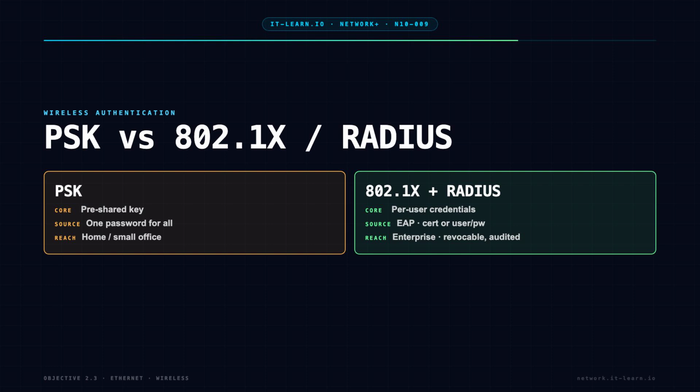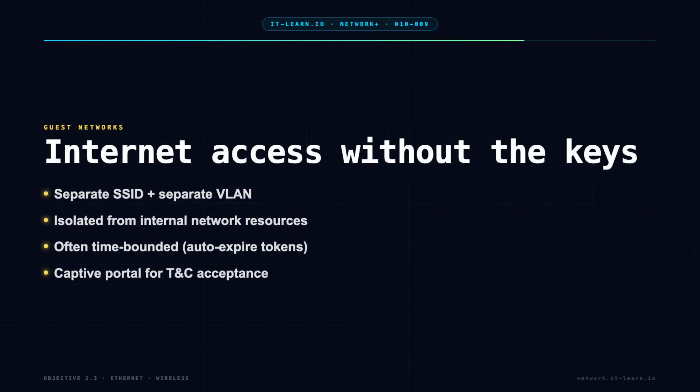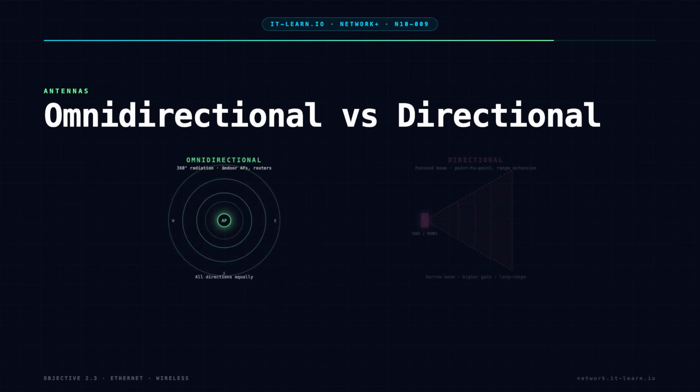Enterprise authentication, or WPA2 Enterprise and WPA3 Enterprise, uses 802.1X and a RADIUS server to authenticate individual users with unique credentials. Enterprise mode is more secure and provides better accountability. Guest networks provide internet access to visitors without giving them access to internal network resources. Guest networks typically use captive portals, which are web pages that users must interact with before gaining network access.